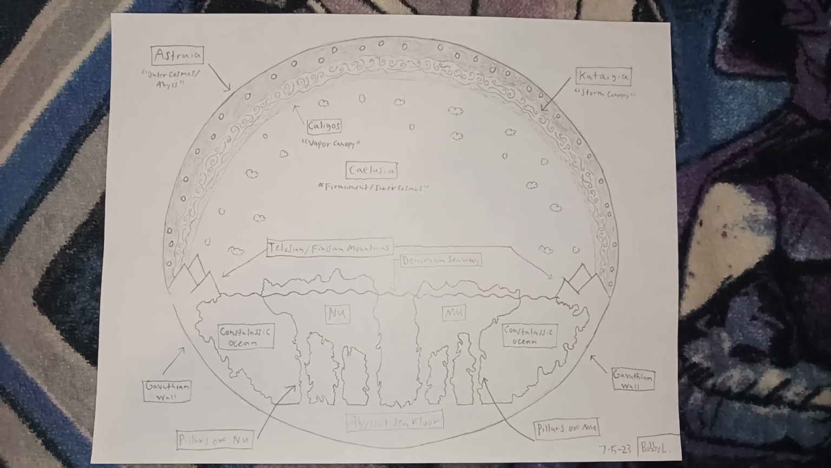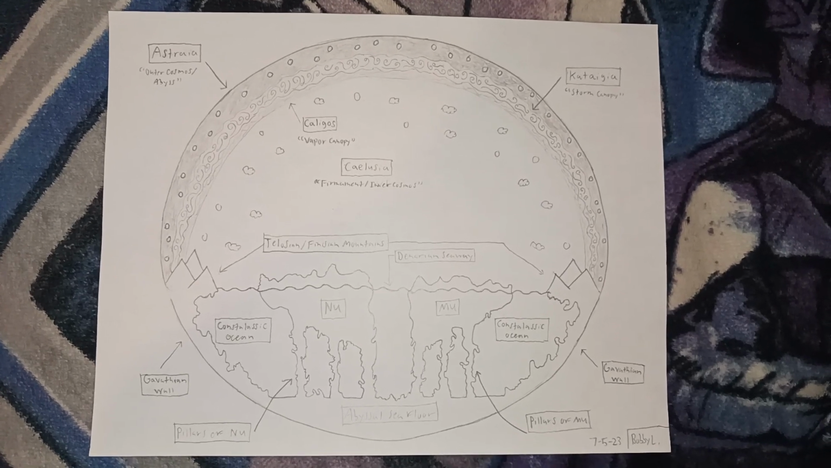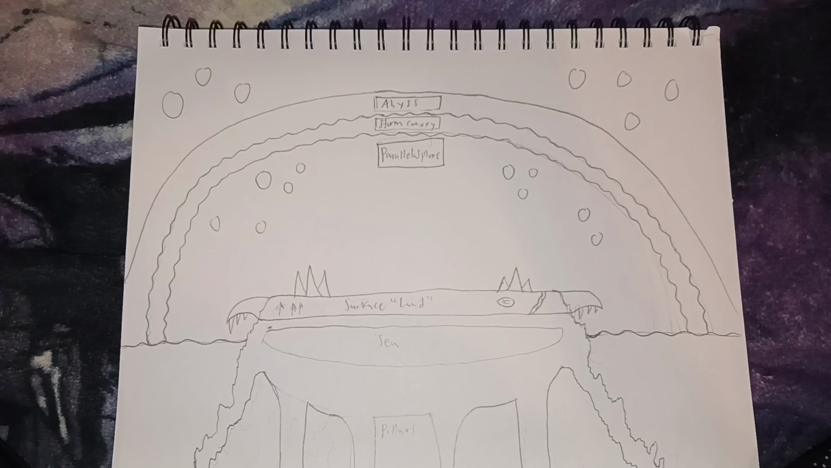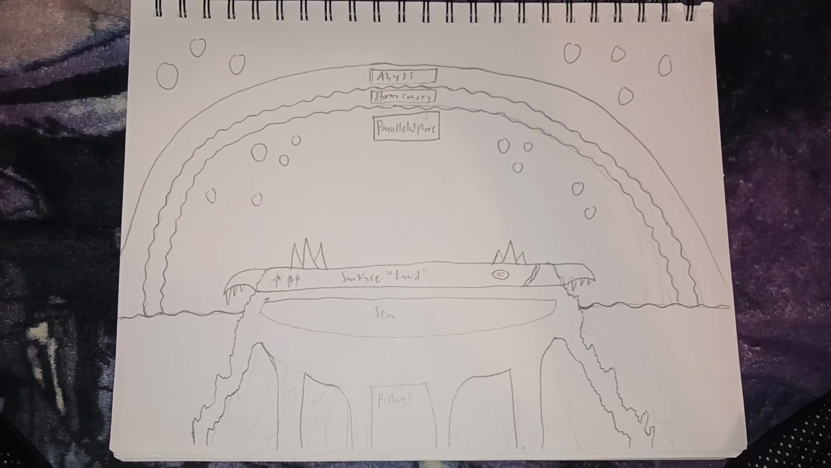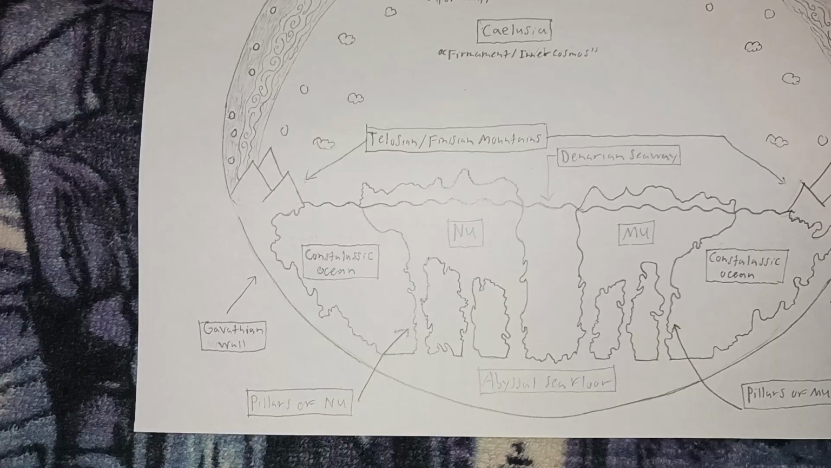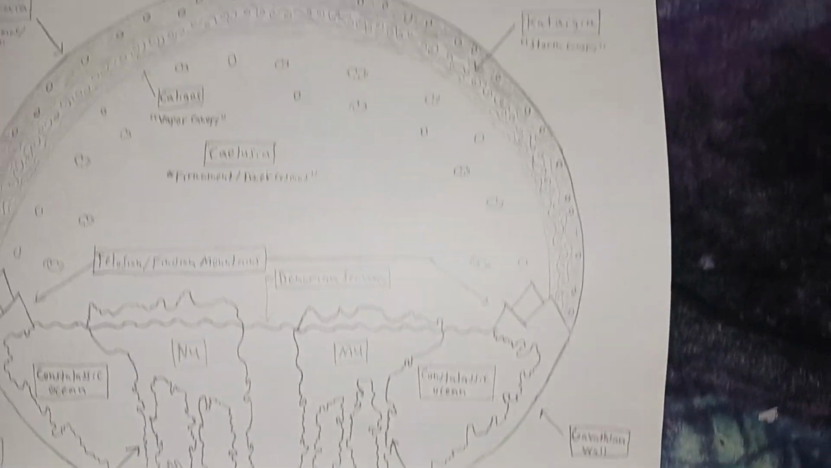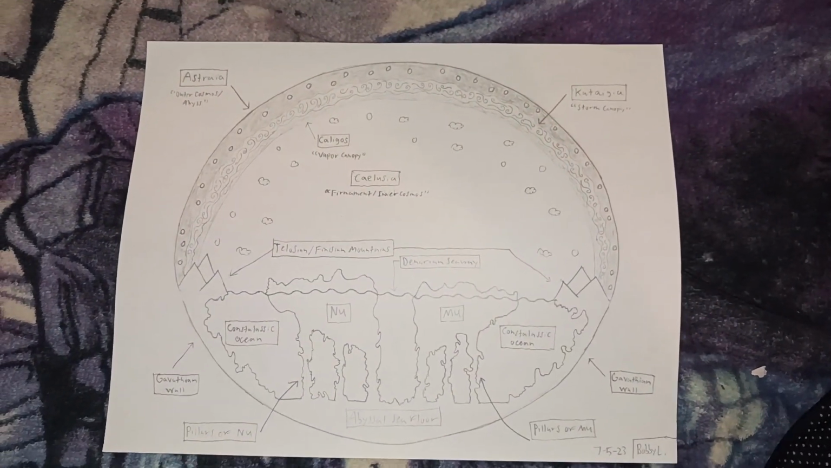So, there you have it, guys. The evolution of Linnaeus's atmospheric and cosmological models. So it's pretty interesting how we came all the way from something like this to somewhat of a Hollow Earth style world to the final product that we have now today. And I'm pretty happy with the way it looks now.